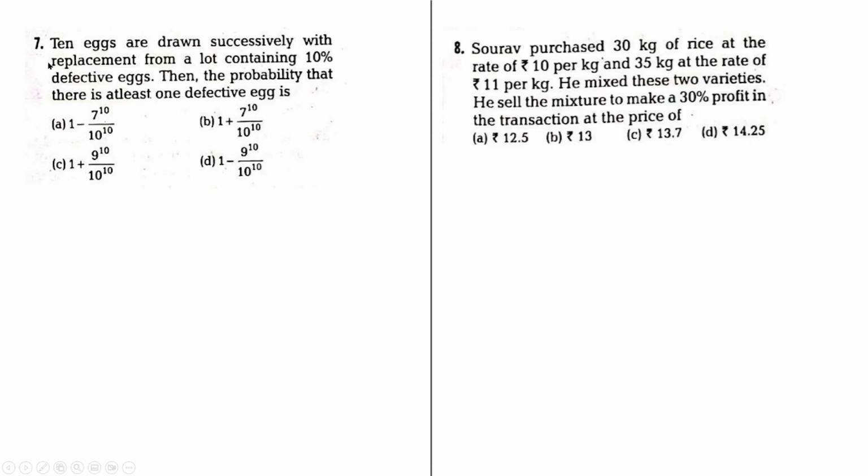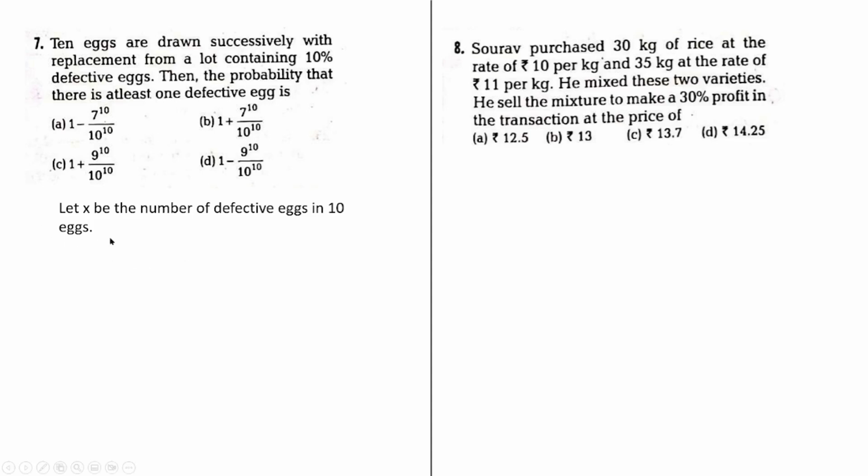Next question. It is given 10 eggs are drawn successively with replacement from a lot containing 10% defective eggs. Then the probability that there is at least one defective egg is. So here we have a situation where these 10 eggs are drawn with replacement from a lot containing 10% defective eggs. Since it is with replacement, we can consider this as Bernoulli trials. So the distribution which it follows is binomial distribution.